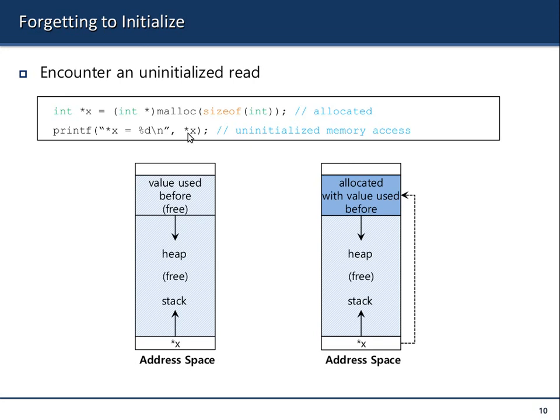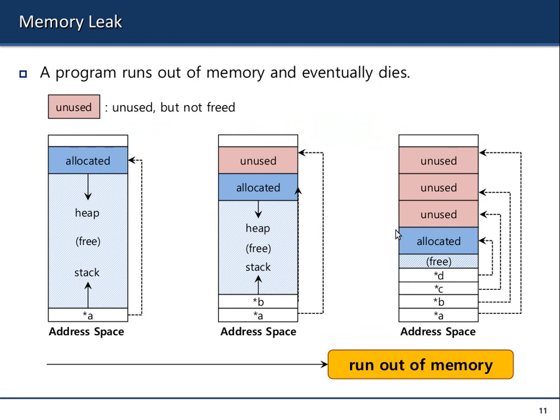Why did this come out, sir? I output the address of this, I output the value of this pointer. Why is the address different? A different value came out. Because you failed to initialize the variable, the pointer, the contents, okay? Here, okay? And then, memory leak, okay?